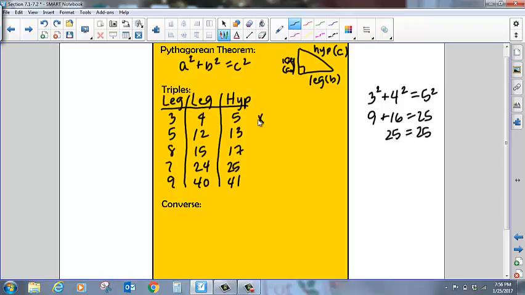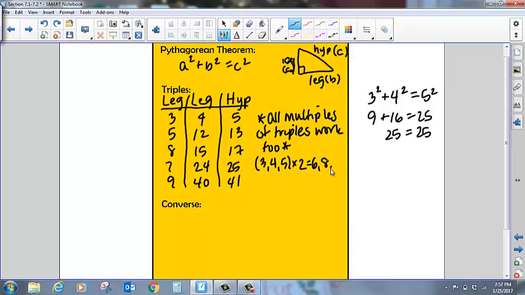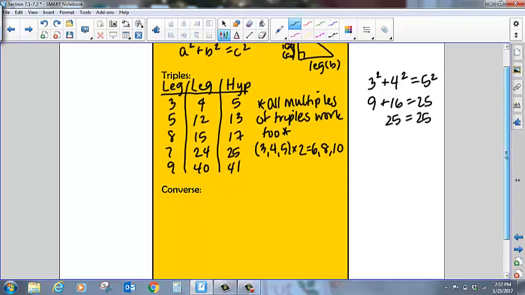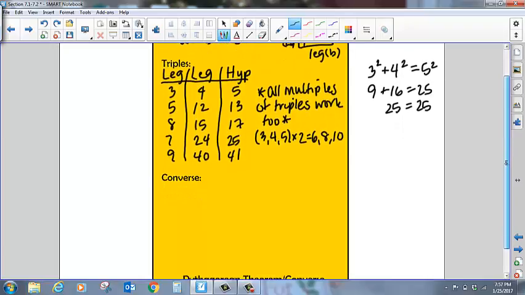And then just a side note is that all multiples of triples work as well in the Pythagorean theorem. So all multiples of triples work too. So that means that if I were to take like the triple 3, 4, 5 and multiply those values by 2, that would mean I could have a Pythagorean triple of 6, 8, and 10 that would work in the Pythagorean theorem. So we'll kind of talk about this a little bit on the next slide.